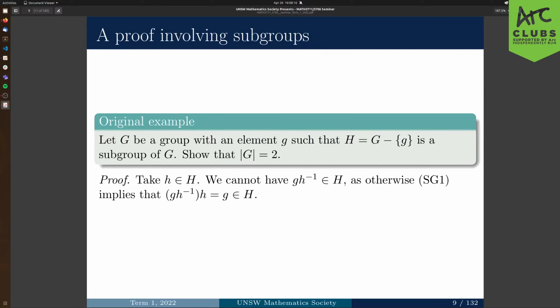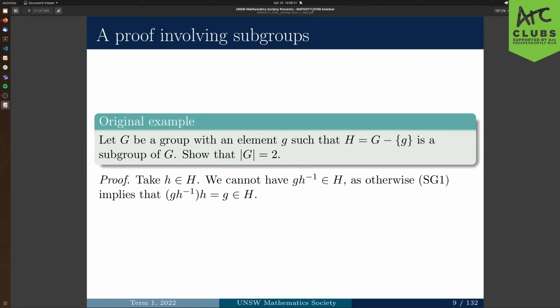So if that's the case, then it means I found an element that's not in H, right? So it's not in this subgroup H. But there's only one element that isn't in this subgroup, G, right? There's only one element in the group that's not in H.